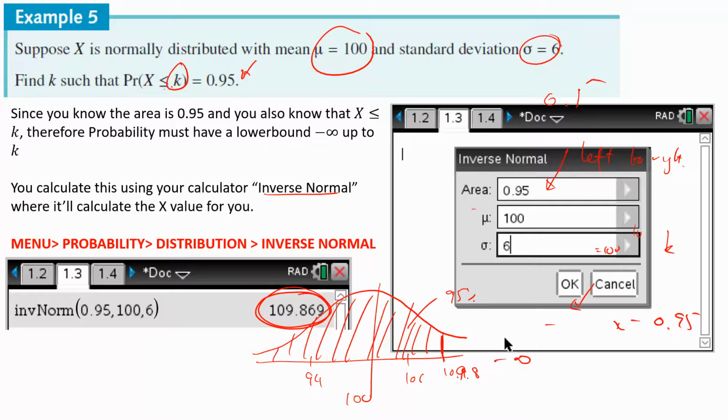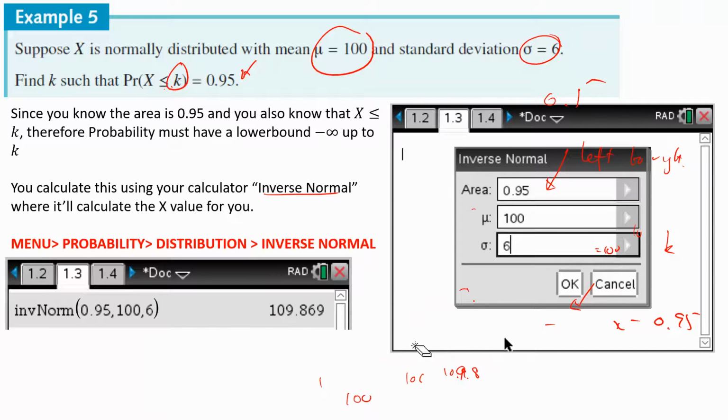The reason why I'm emphasizing left to right is because in your exams, they're not going to make it that easy. Instead, they're always going to ask for the greater than. So when you type in this area, you have to understand that, because they might say something like this. Instead of saying x less than or equal to k, they'll change it. This makes a difference to students. Instead of less than or equal to, I said greater than or equal to k is 0.16.